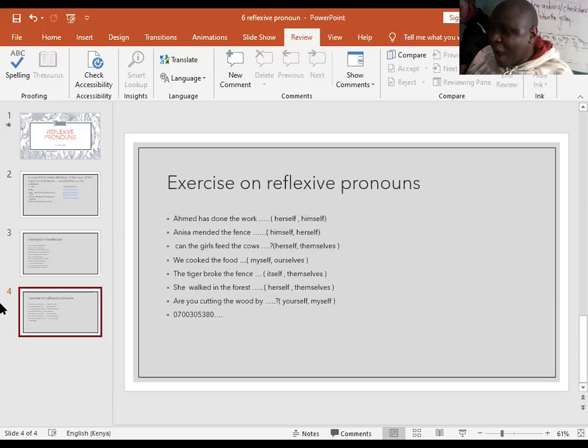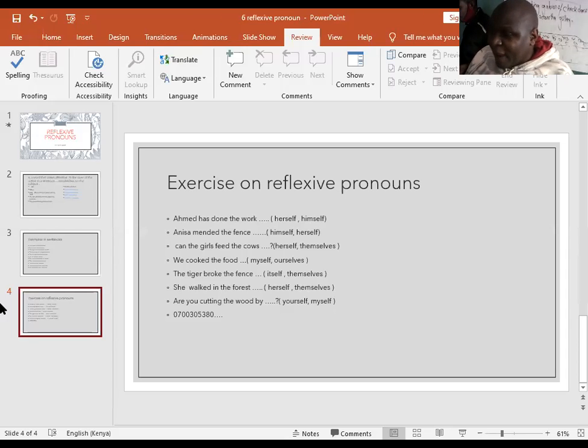Ahmed has done the work. Ahmed is a boy. So since Ahmed is male, you know the reflexive pronoun which matches one male. I have given you in brackets 2 answers, herself, himself. You should know which one is supposed to be used to fill the blank space.